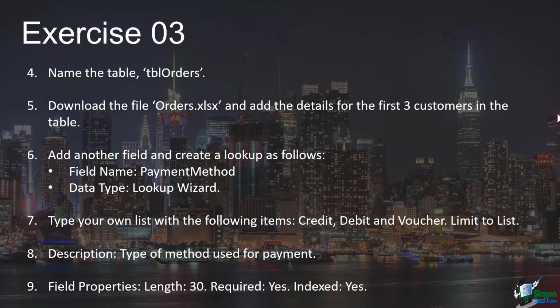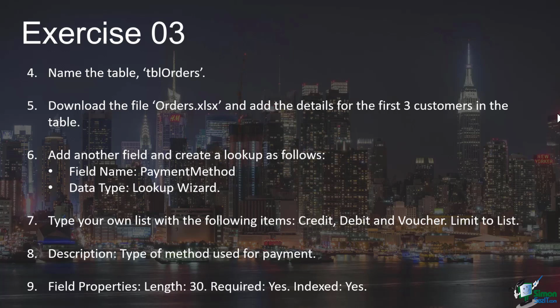Now, once we have that table, we need to populate it with some information. So I'd like you to download the file orders.xlsx, which you'll find in the exercise files folder, and just add the details manually for the first 3 customers in that spreadsheet.